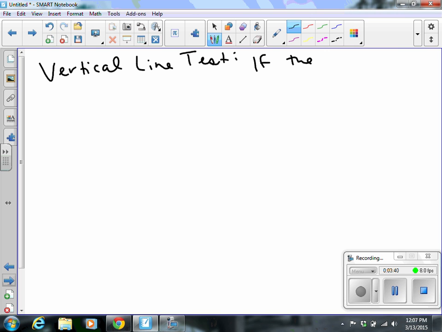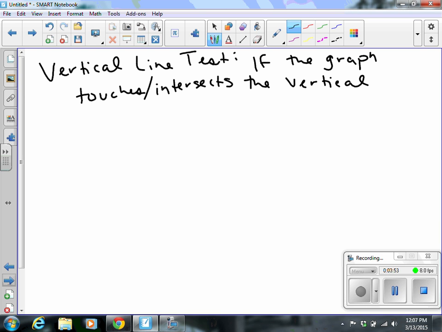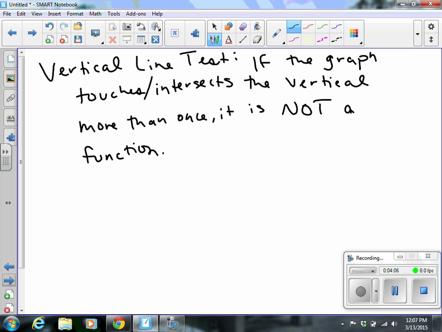If the graph touches or intersects the vertical line more than once, it is not a function. Okay, so that's a lot to take in. So we're going to look at some examples here.